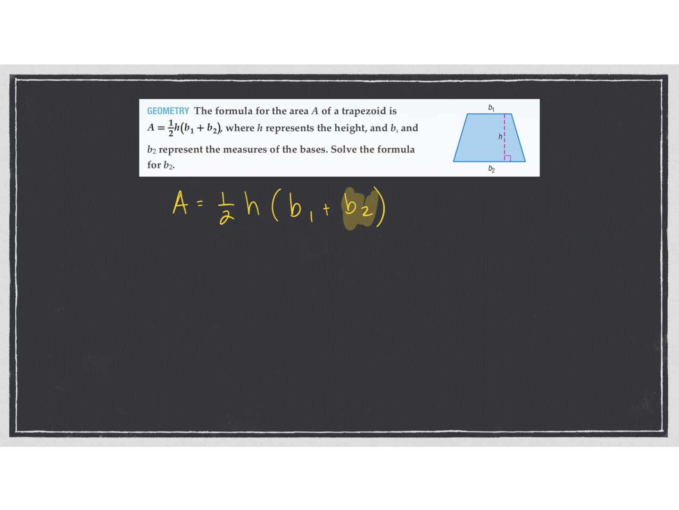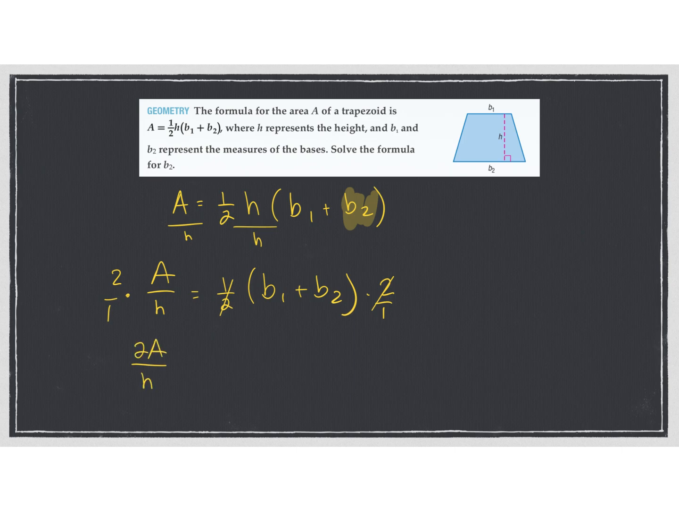So in order to solve this, we want to make sure to get rid of that half or that h, because those are being multiplied into the parentheses. So to get rid of that multiplication, I'm going to go ahead and divide by h. So I would get A over h equals a half, B1 plus B2. Now remember, to get rid of a fraction, all you have to do is multiply by the reciprocal. So the reciprocal is 2 over 1, which is just 2. So I'm going to multiply times 2 over 1. That will cancel that fraction on the right side. And I'm left with 2A over h equals B1 plus B2.